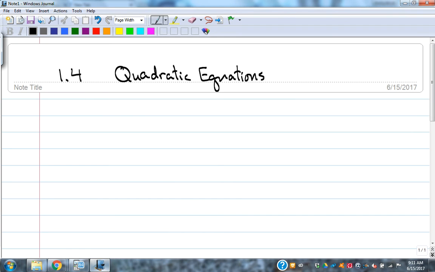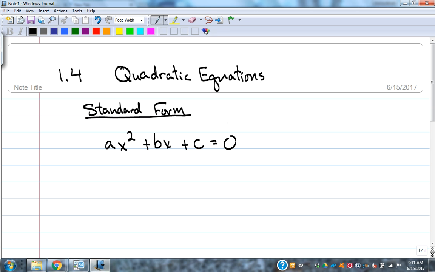Quadratic equations, and we're going to start with them in standard form. The standard form for a quadratic equation is the same standard form that we dealt with last Tuesday, and that's where you had ax squared plus bx plus c. And if we're going to be solving the equations and it's in standard form, we need it to be equal to 0. So that's how we're going to start with it.